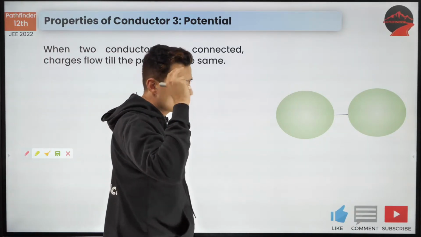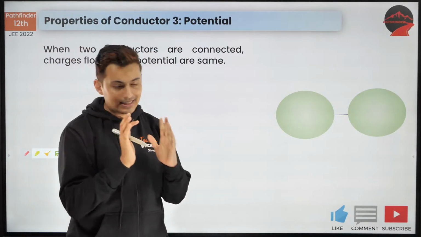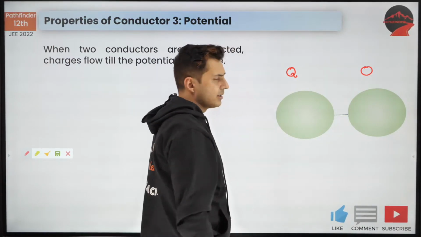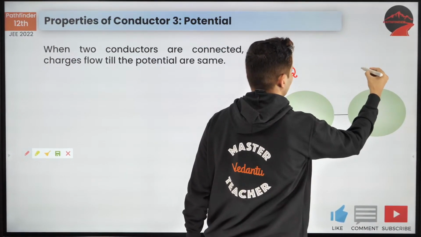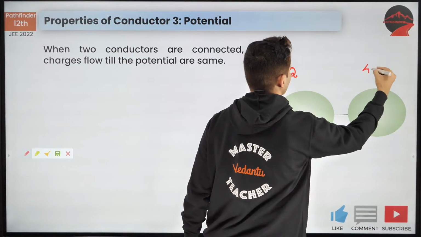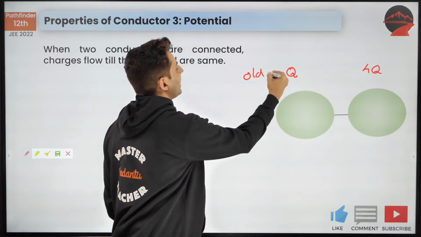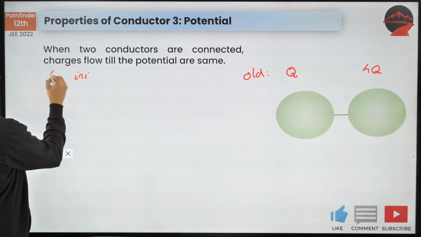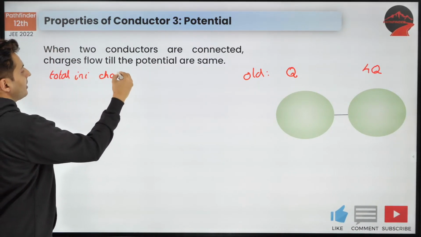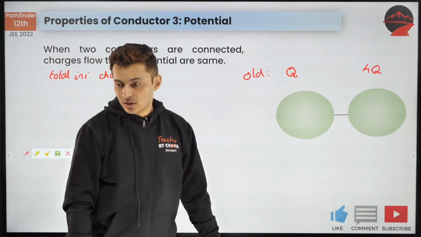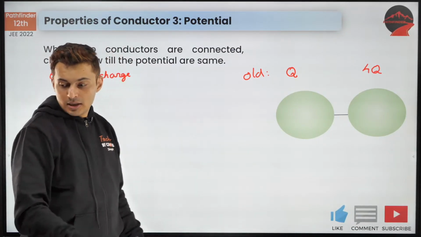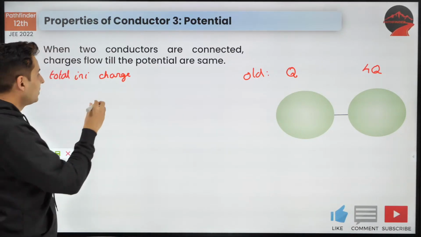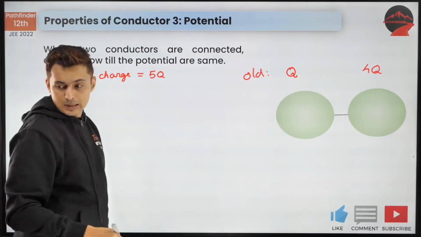Now, let me show you an example just to get a hang of this. Just imagine there is a charge Q over here, and let's assume there is 4q charge over here. This is the old charge. Example. So now, what is the total initial charge, guys? Think about it. Isn't it 5q? Yes, it will be 5q.